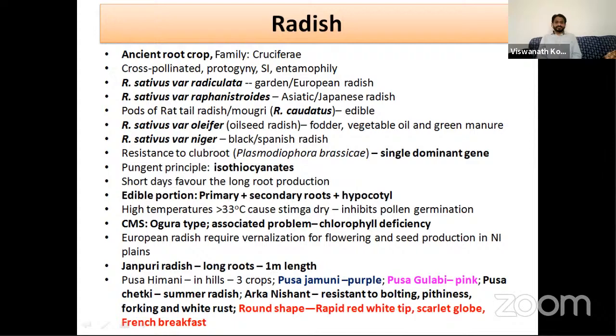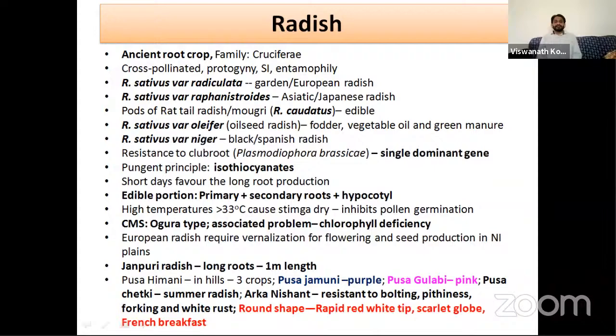So what is the edible portion of the radish? It is a modified root, a swollen root. That means the swollen portion of the radish is a component of three types of roots: the primary root, secondary roots, and the hypocotyl. All these three parts will swell and form the edible portion in radish. High temperatures above 33 degrees centigrade cause the stigma to dry and it inhibits the pollen germination. That means seed set will be affected in temperatures above 33 degrees centigrade.